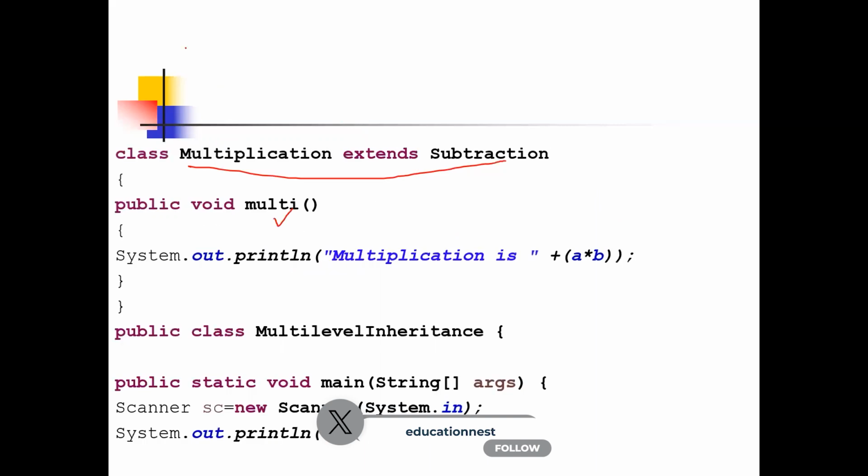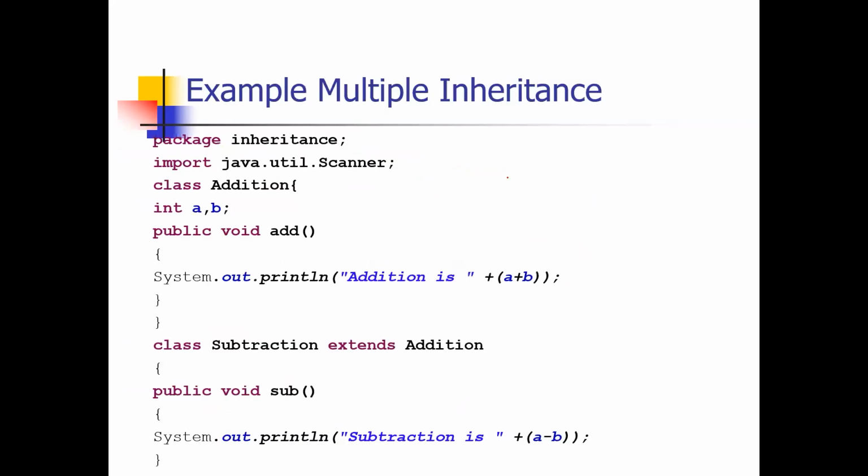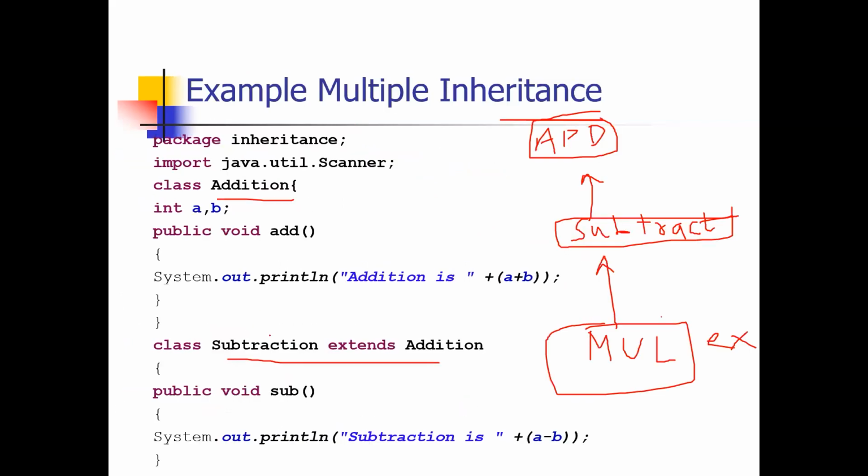When it runs the command am.add, it understands am is an object of class Multiplication, so first it will jump to the Multiplication class. But in the Multiplication class, there is no add. The Multiplication class extends the Subtraction class, so it will jump to the Subtraction class. In the Subtraction class, again there is no add method. It extends Addition, so it will again jump to the Addition class. And here it finds the method add, so it will add and give the output.